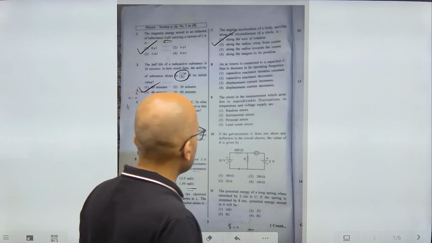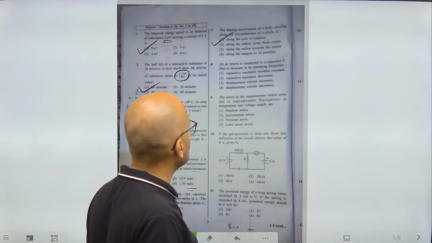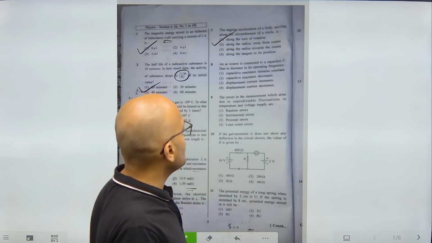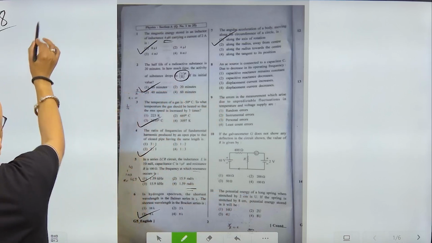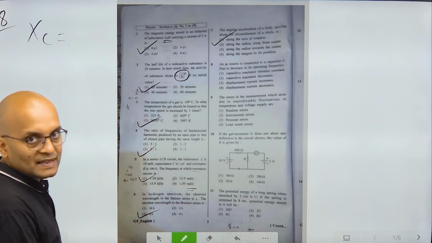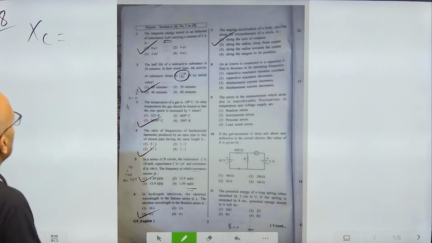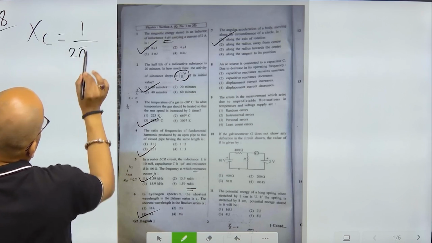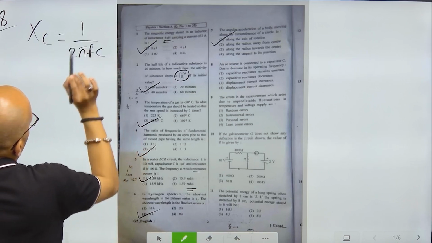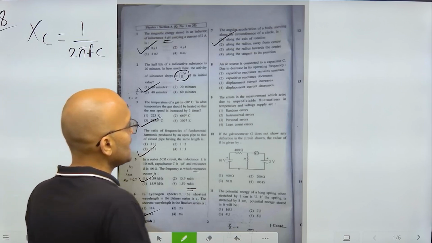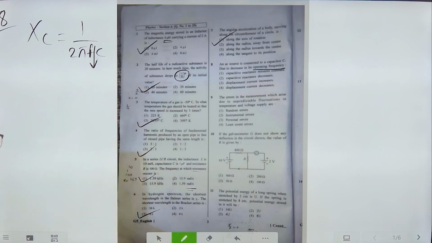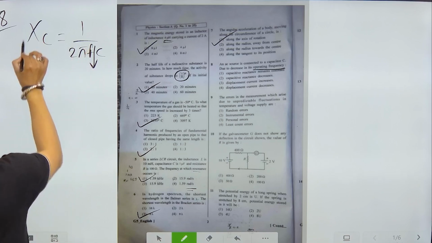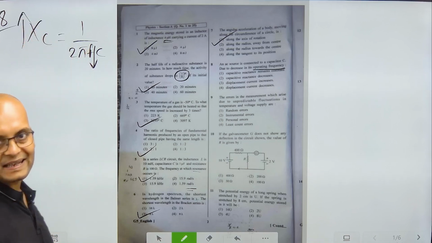Next question, an AC source is connected to a capacitor C. Due to decrease in the operating frequency. Please see, an AC source is connected to the capacitor, so we need to calculate capacitive reactance. Capacitive reactance is 1 upon omega C, that is 1 upon 2 pi f C. Now it is saying decrease in the operating frequency, that means this frequency is reduced. Xc is inversely proportional to frequency. If this frequency is reduced, Xc is going to increase.